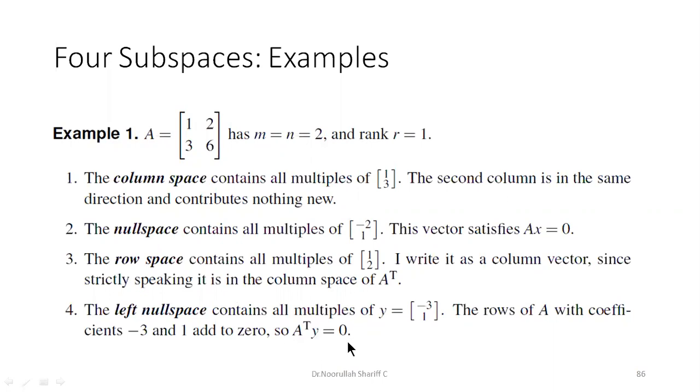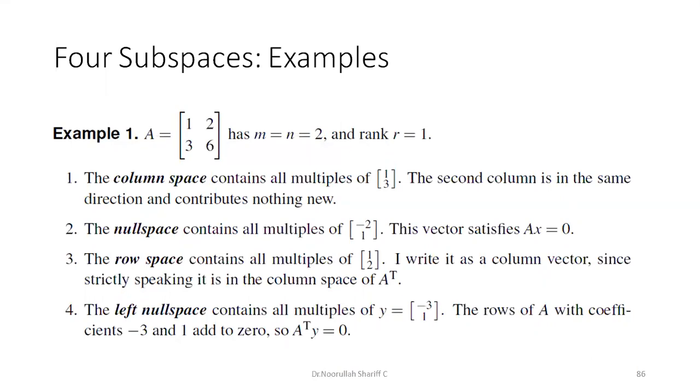If I write A transpose y equal to 0, I'll write the transpose of this matrix, then multiplied by a vector y. How does y look? y1, y2, only two elements, because again this is a 2 by 2 matrix. A transpose is also 2 by 2. You can't multiply A transpose with y if the number of elements in y is more than 2. Then try to solve for y1, y2.